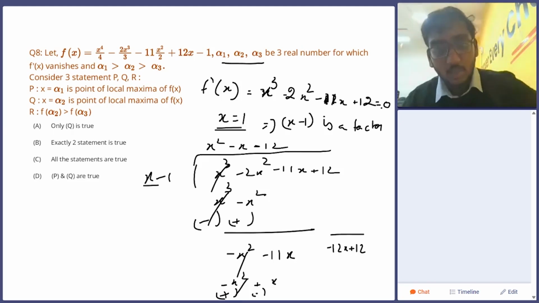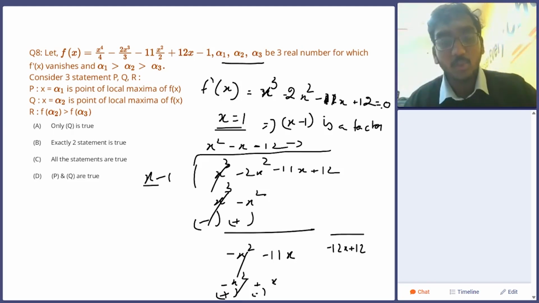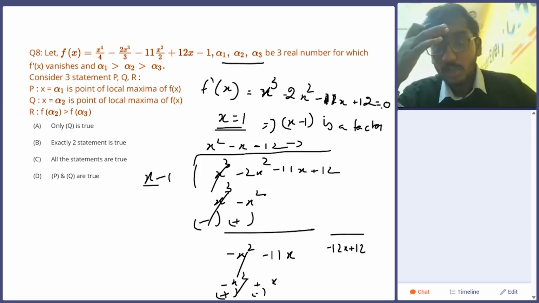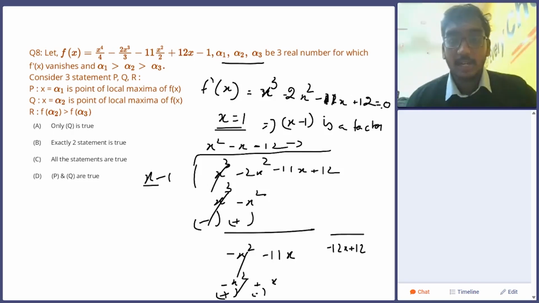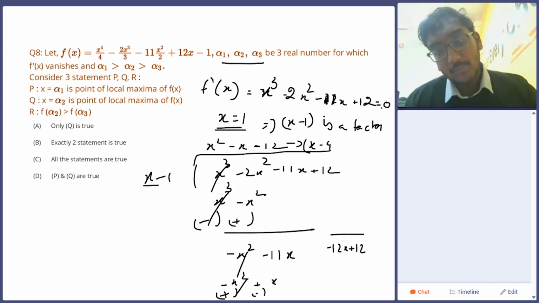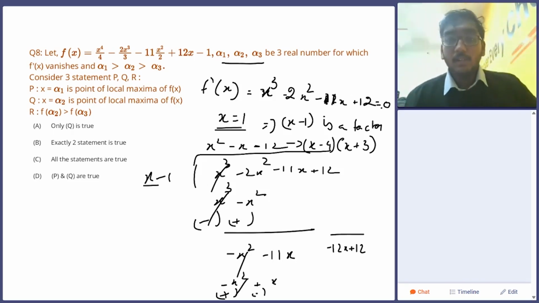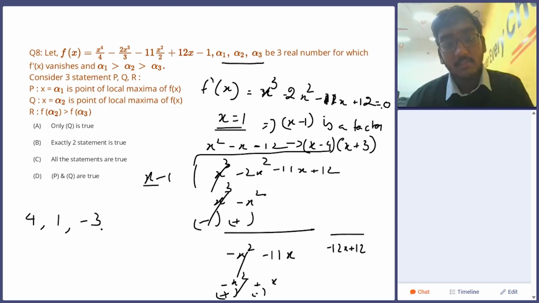So this is the other quadratic factor. You can further factorize this into two linear factors. How will you split the middle term? The product should be negative 12 and the sum should be negative 1. You can split it like minus 4 times 3, so it will be (x minus 4) times (x plus 3). So all three roots are now known to us: one is 4, the other is 1, and the other is negative 3.